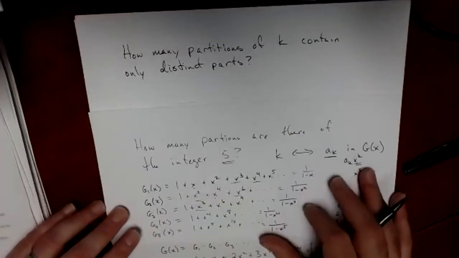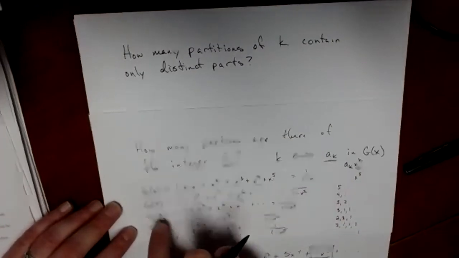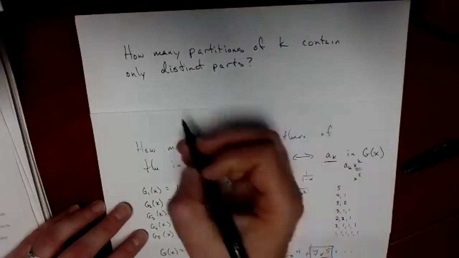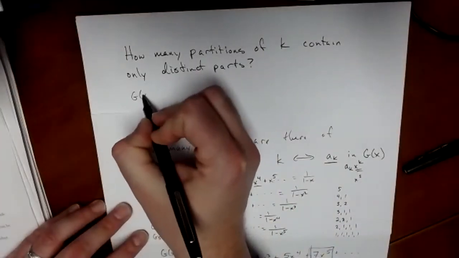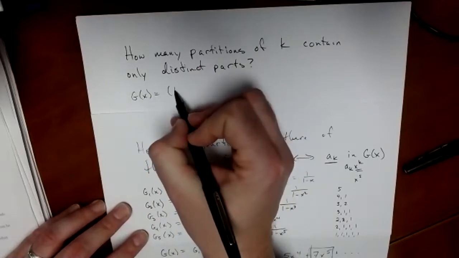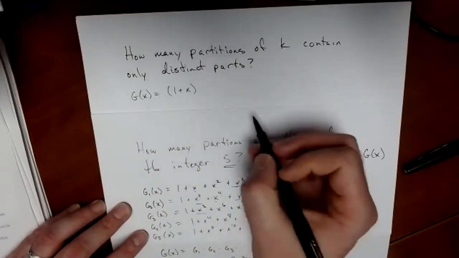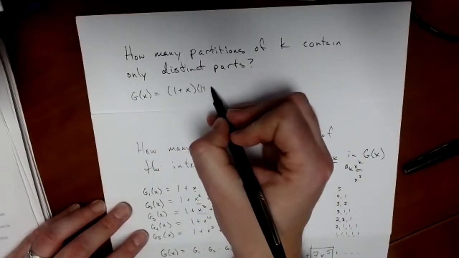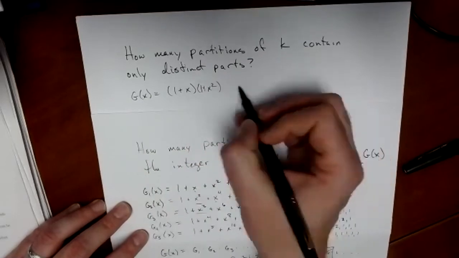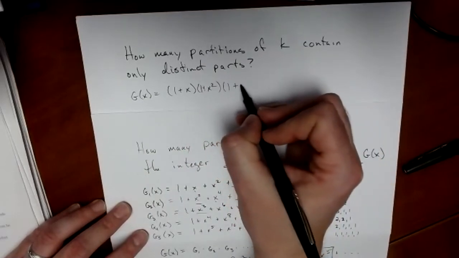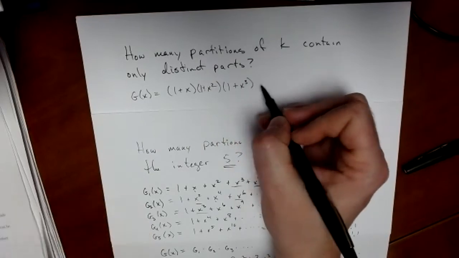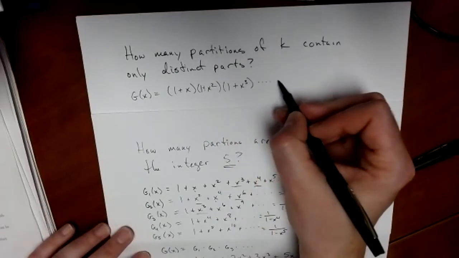So that changes what our G1, G2, G3 look like. So we get G of X equals 1 plus X for the number of 1s, times 1 plus X squared for the number of 2s, times 1 plus X cubed for the number of 3s, and so on.